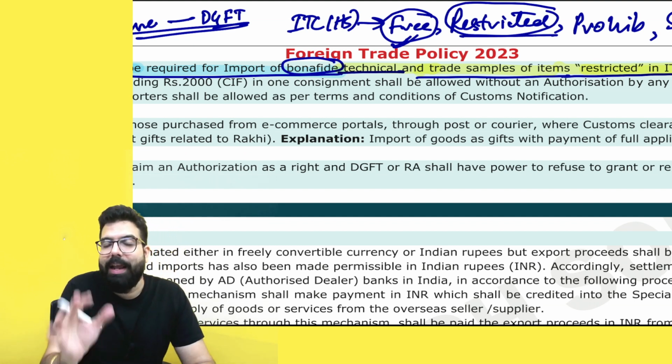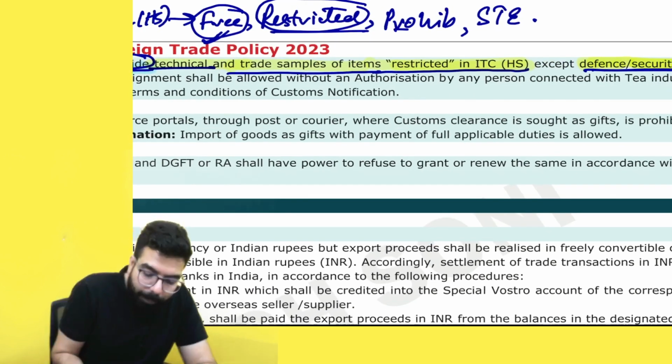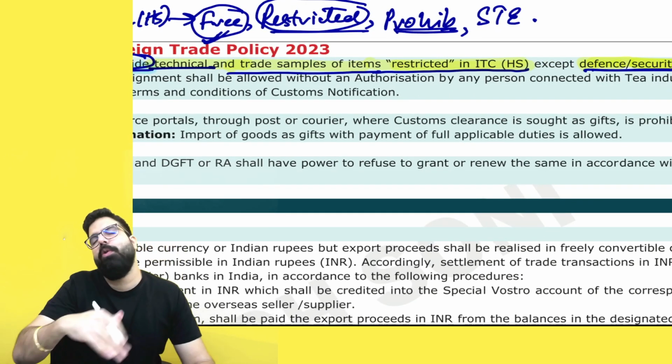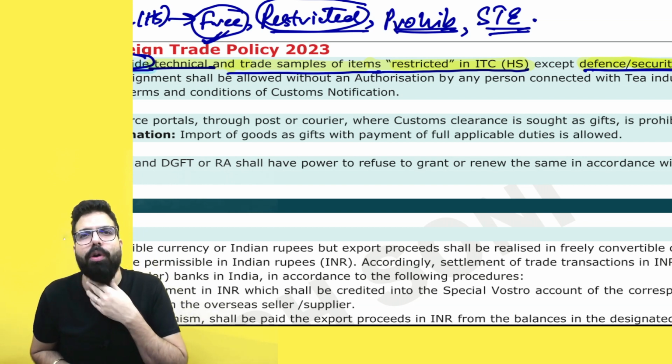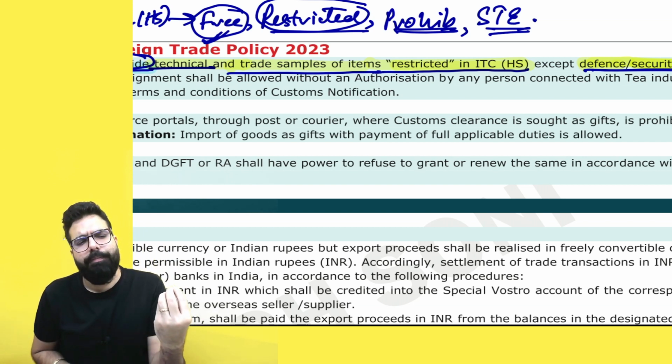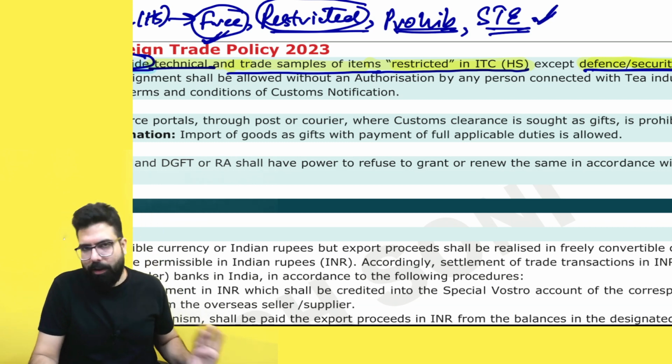Restricted means you will need a license from the DGFT office. Only then you can import or export. Prohibited means you can't import or export at all. You can't do it. And state trading enterprises means those items like petrol, wheat, gold, all these items can be imported or exported only through state trading enterprises. Done, sir? Point is clear.